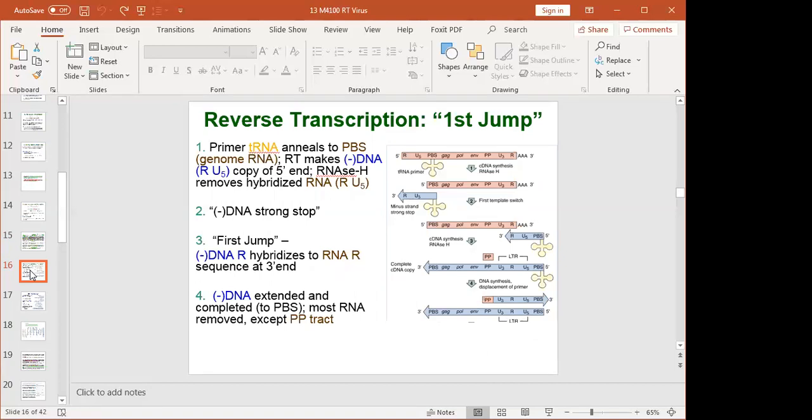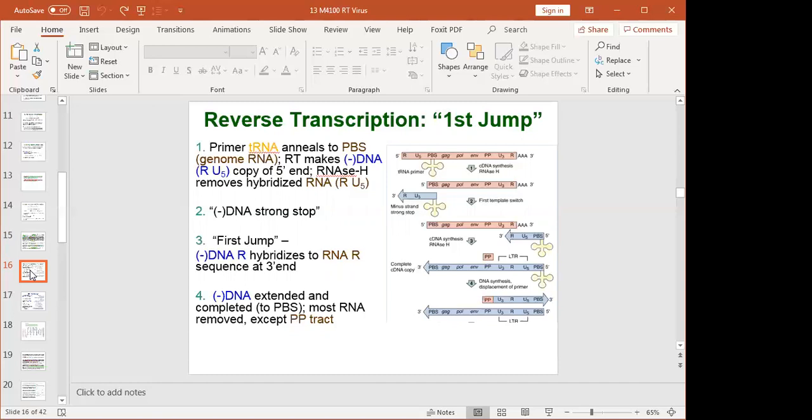So we're talking about reverse transcription, where we have an RNA genome, positive RNA, with the aid of reverse transcriptase enzyme, we will make a negative DNA strand.